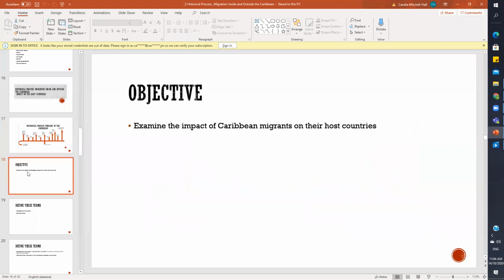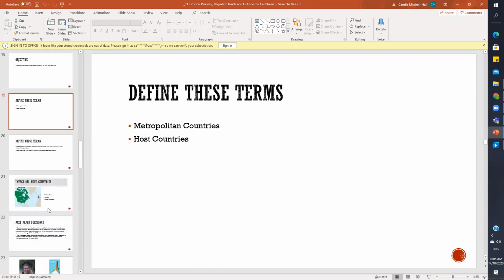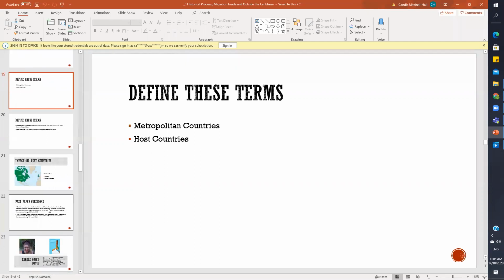Now, the objective for today's class is to examine the impact of Caribbean migrants on their host countries. There are 2 terms that we could see in the exam: metropolitan countries and host countries. What do we mean by metropolitan countries? Has anybody ever heard of the term? The metropole. Go ahead.